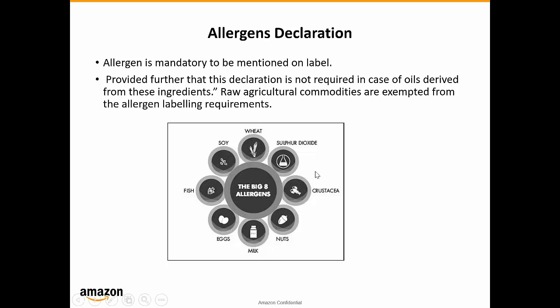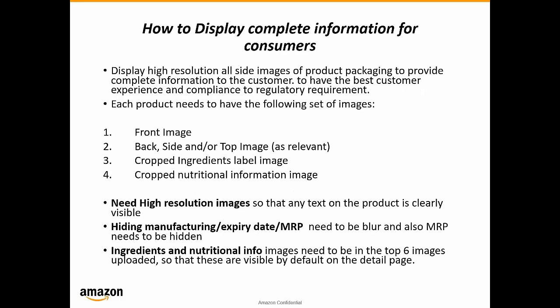So next, which is very important from the website perspective, is how to display complete information for the customer. Display high resolution all side images of the product packaging to provide complete information to the consumer. Meaning that, for example, if this is a box container, then ideally it should have all side images, so that whatever information is written on the box should be displayed for the customer to look at: what the allergen is, what the ingredients are, whether the product has an FSSAI logo or not, whether it's veg or non-veg. So hence all side images with high resolution should be provided.